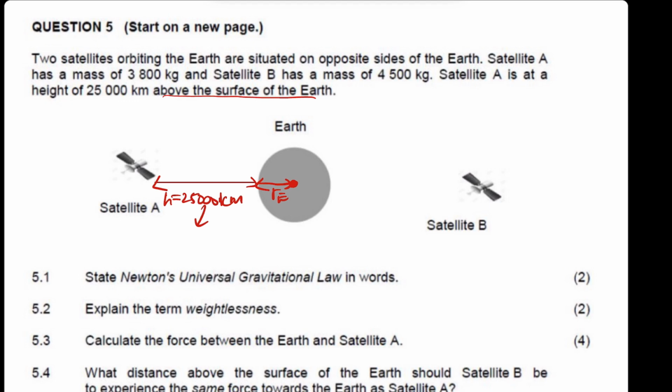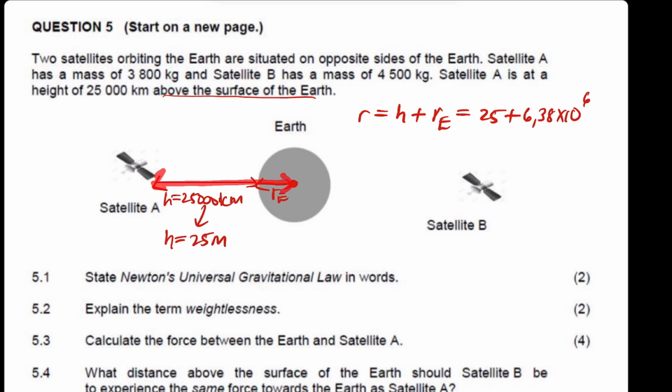So 25,000, you divide by 1,000, it's going to be 25. So the height, when you convert it, is 25 meters. So guys, this distance from there to there, which is r, is the height plus the radius of the Earth. It's equal to 25 meters plus the radius of the Earth, which is a constant, 6.38 times 10 to the power 6. So this is the whole distance from here to here.